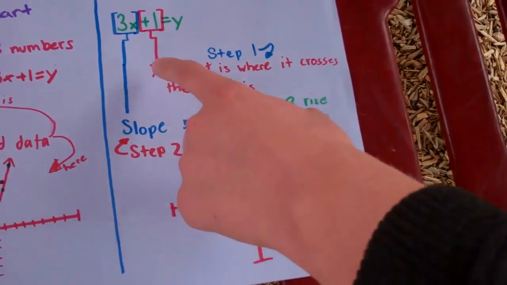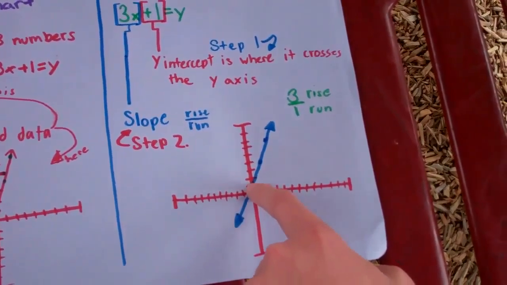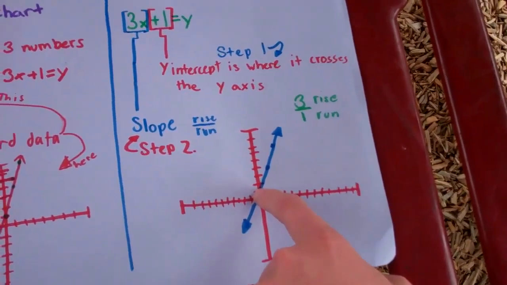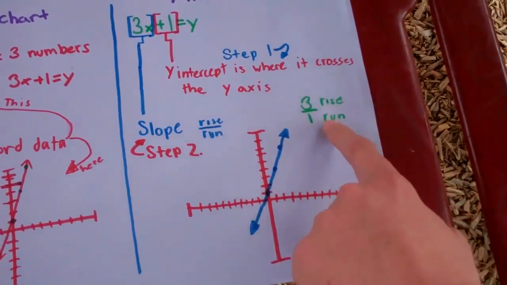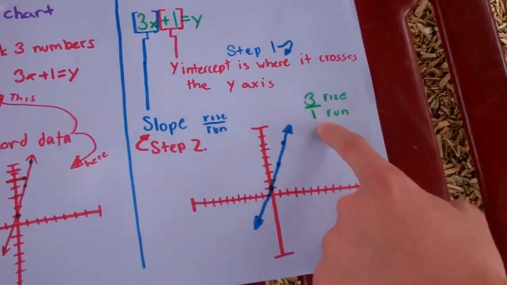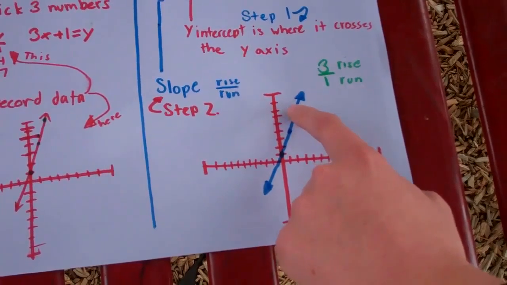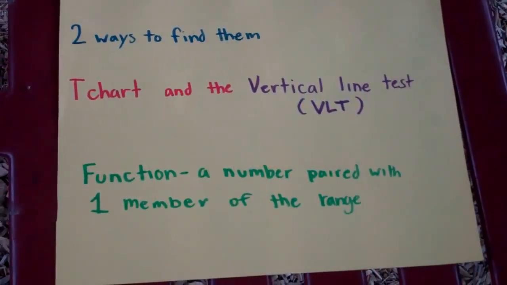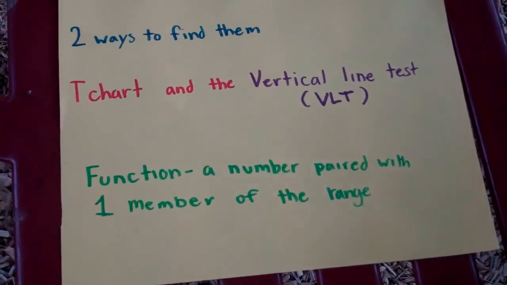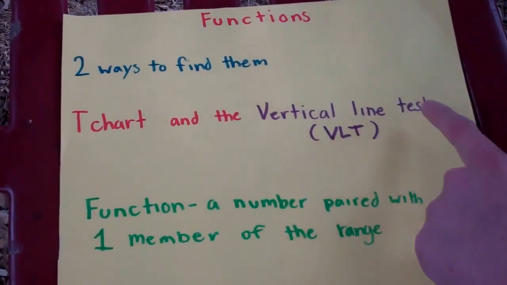So what you do is you first put it where you want it on the y-axis, and then you go rise over run. So it's 3 over 1, so it's rise 3 over 1, rise 3 over 1. And that's it. Functions. There's two ways to find them, a t-chart and the vertical line test.